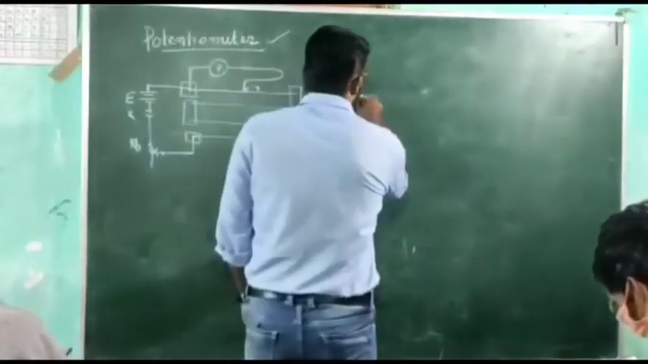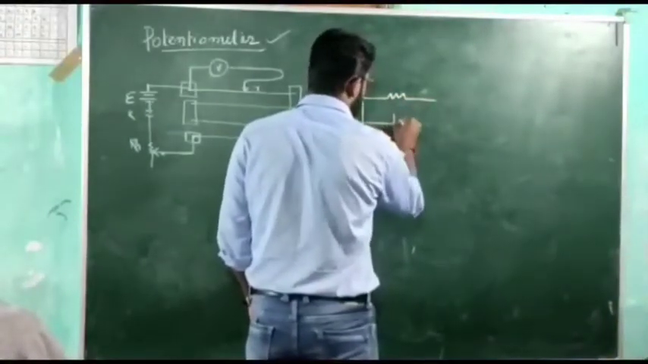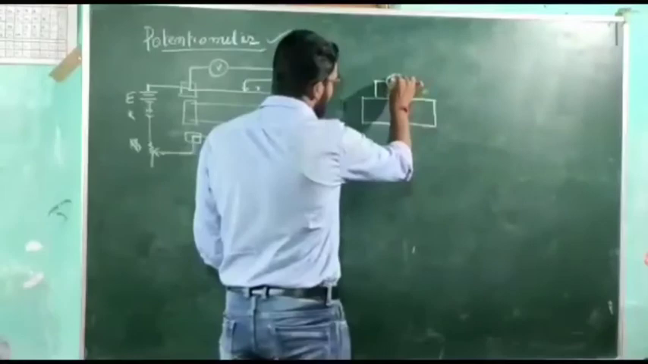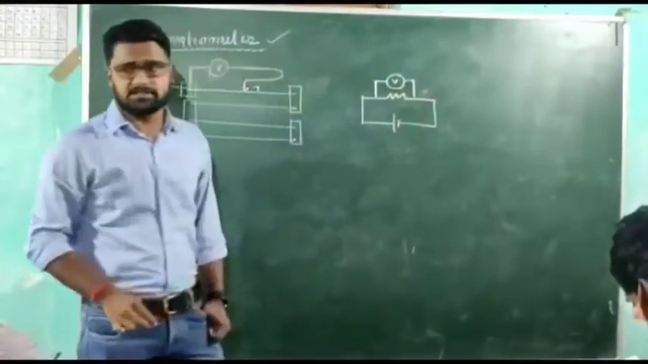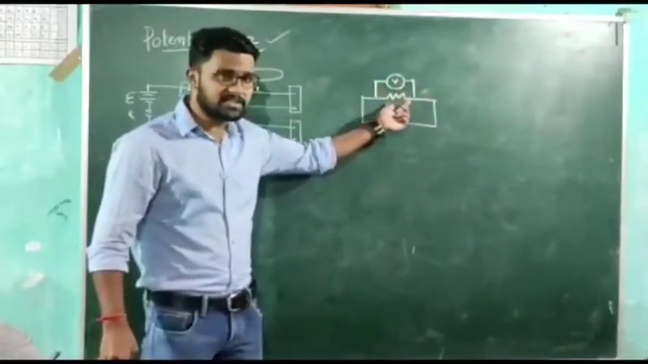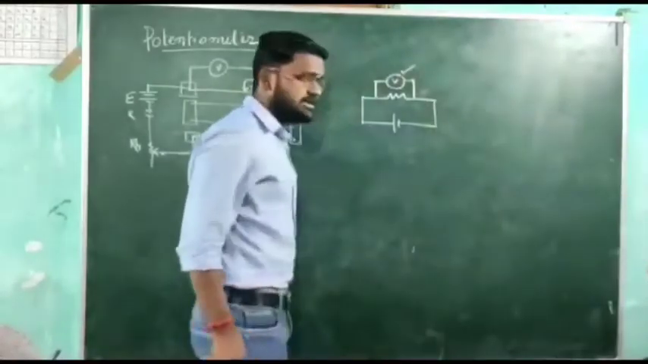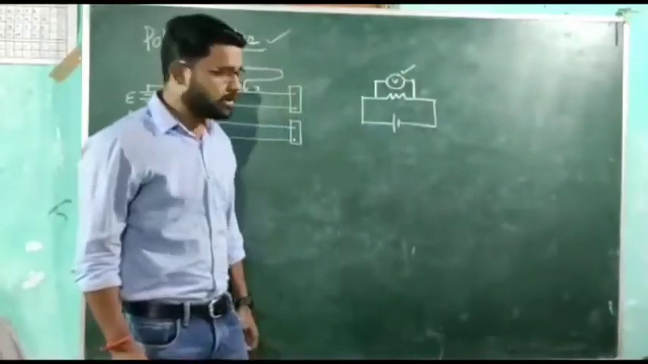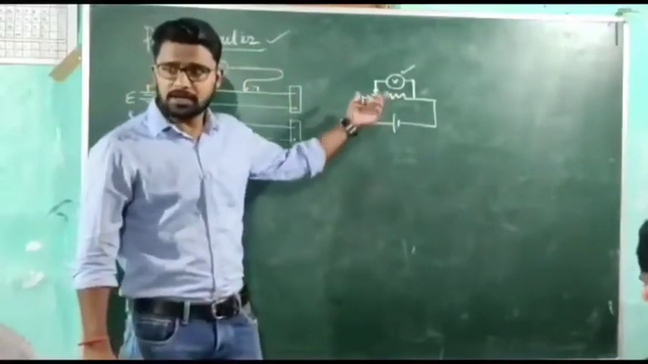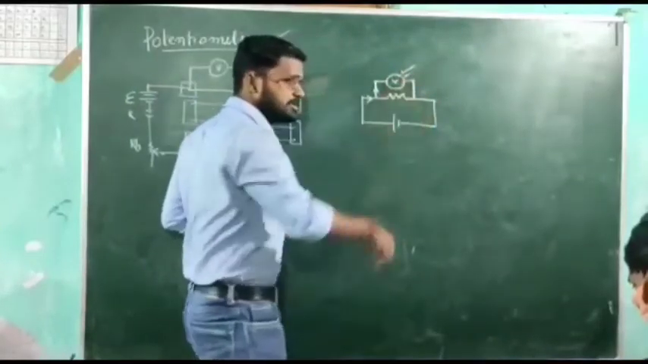Actually, see, while measuring the potential drop across any resistance connected in a circuit, we generally connect the voltmeter in parallel to the resistance, isn't it? If the resistance of this voltmeter is low, then some current will flow through it. That means some amount of potential will be dropped through this voltmeter.